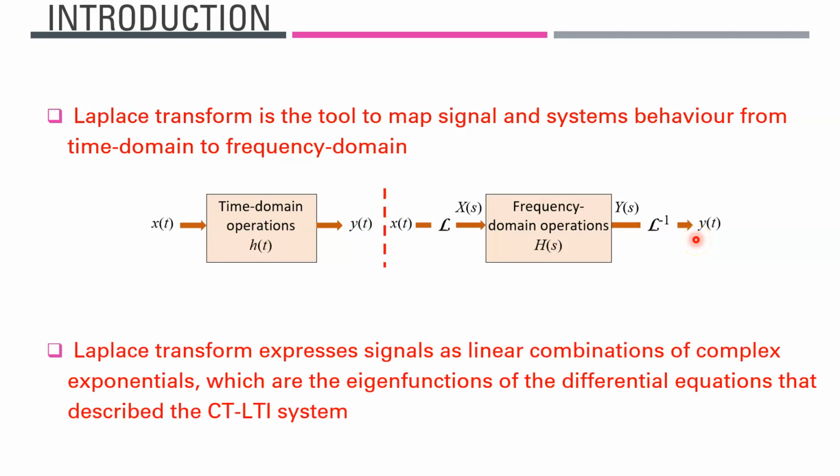The Laplace transform expresses the signals as linear combinations of complex exponentials, which are the eigenfunctions of the differential equations that describe the continuous time linear time invariant system. The s is equivalent to sigma plus j omega. This is the eigenfunction of the differential equations.